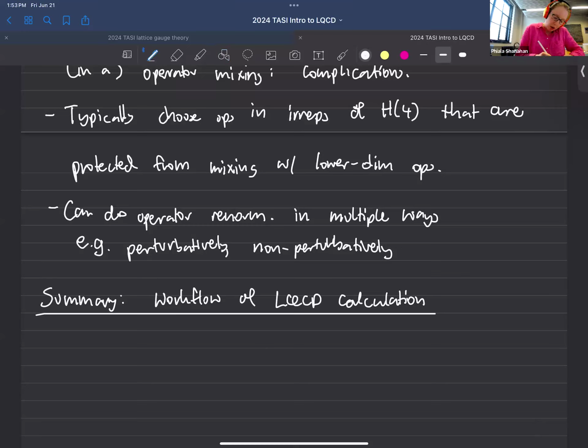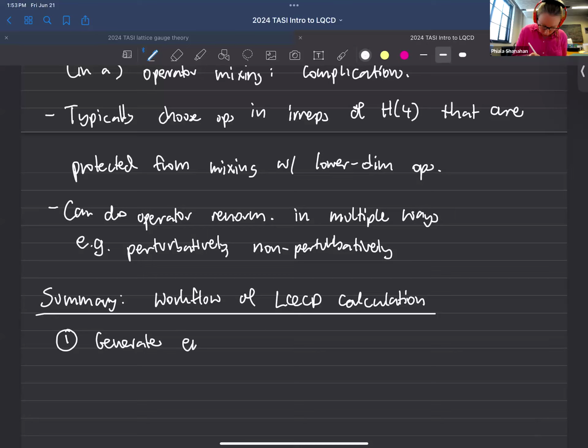Okay, so step one, and these steps are really after you've defined your action, the discretization you want to use, the set of parameters you want to use. So this is after you've moved into doing a calculation on a single ensemble of gauge fields. What does the numerical workflow look like? Step one is you generate a set or an ensemble of field configurations by some sort of sampling algorithm. As we've discussed, typically that would be Hamiltonian or hybrid Monte Carlo.